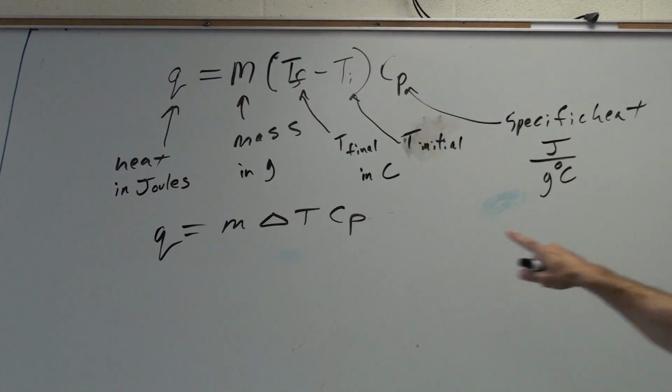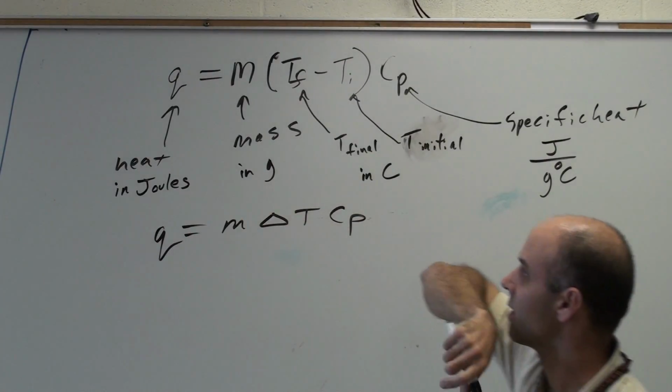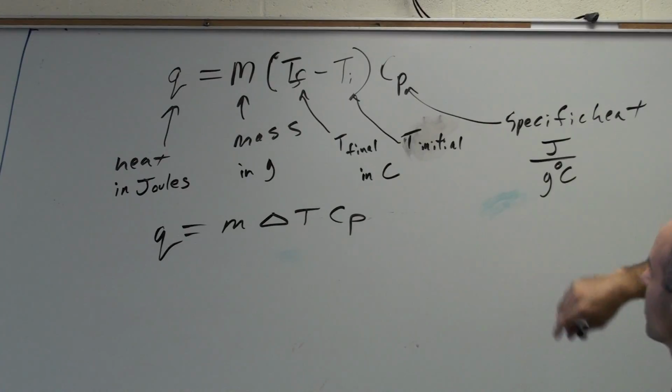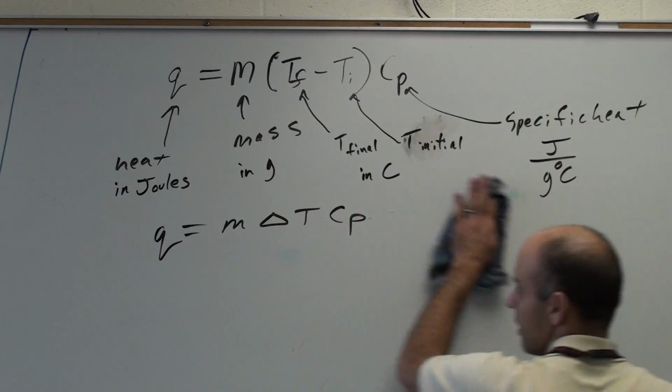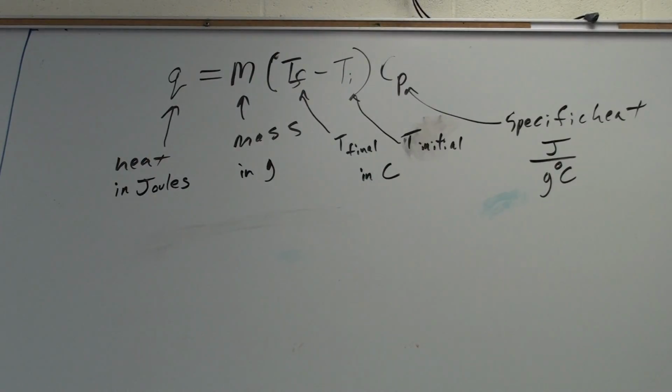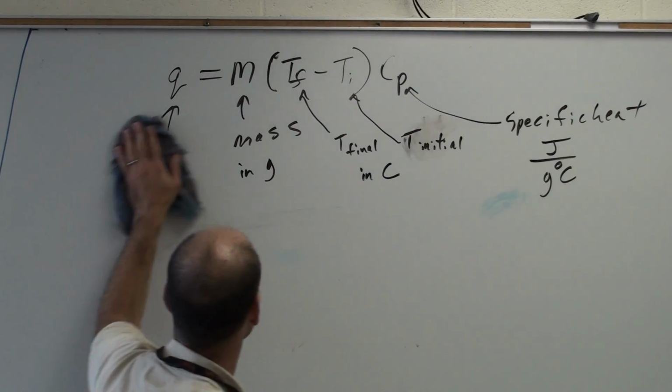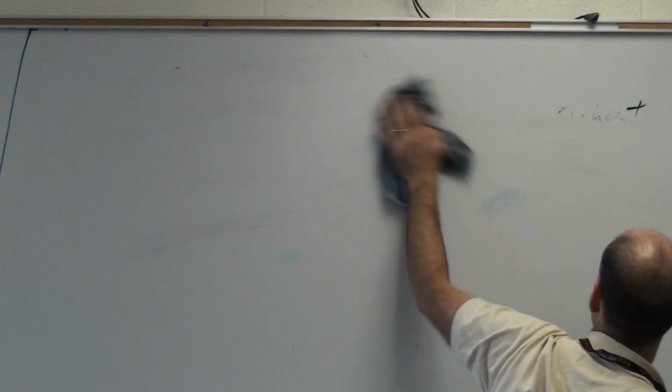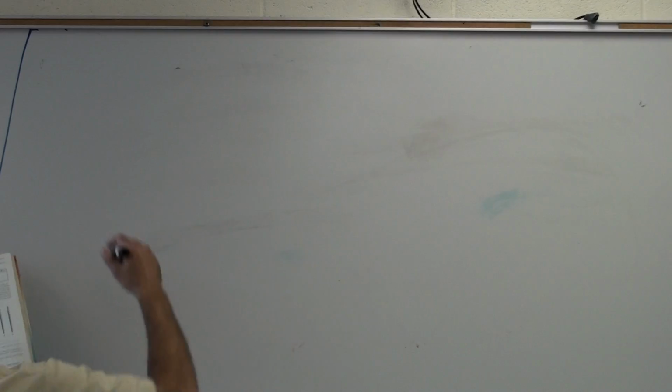So, mass in grams, Q in joules, temperature in Celsius, specific heat is joules per gram degree Celsius. Okay? So let's start with an easy one, Anna. Let's do, how about, I'll just make one up. Sort of. Okay, maybe I'm not gonna make it.